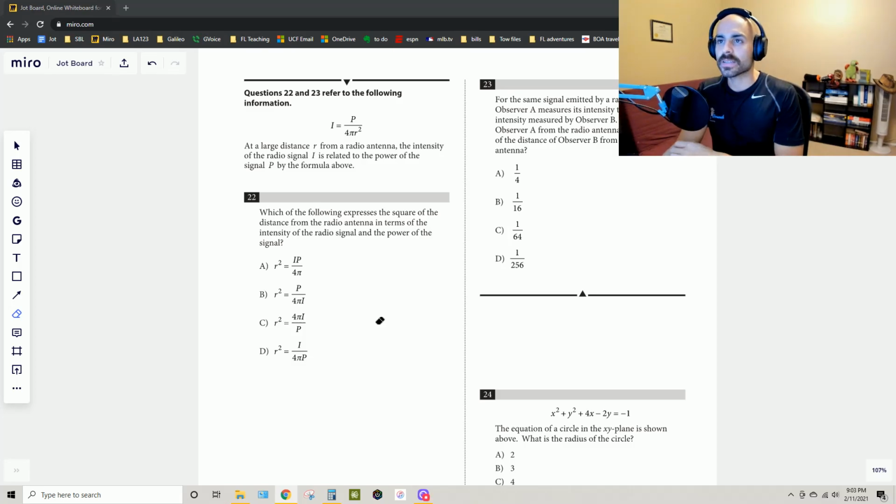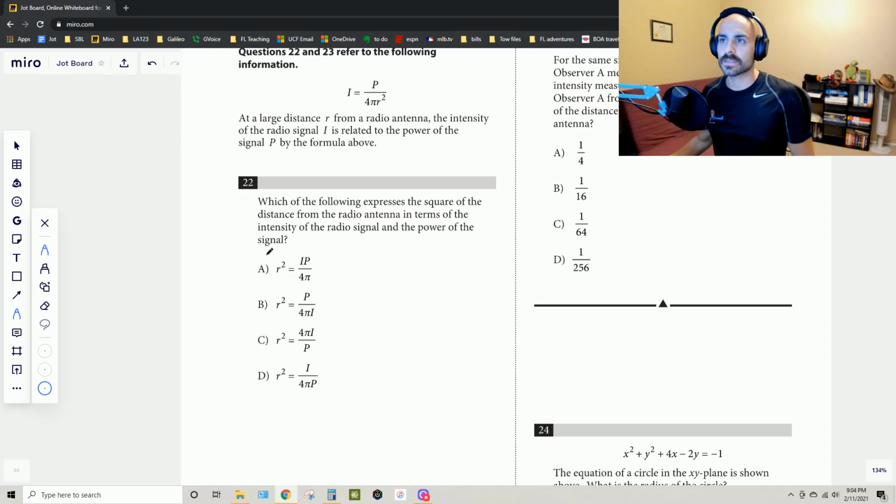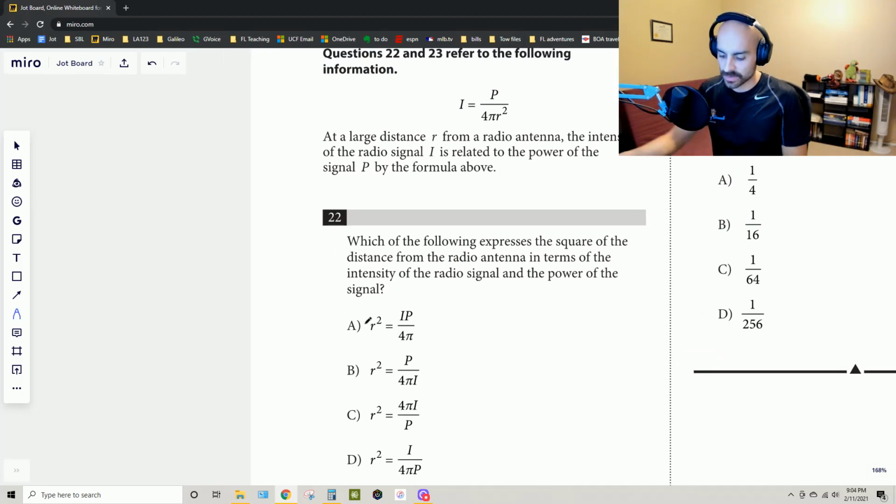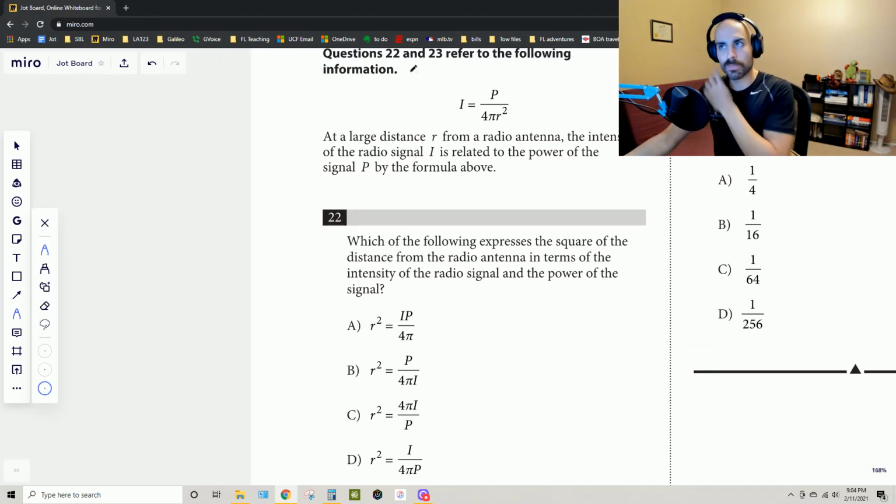You know, I can already tell by looking at the answer choices here. I know what 22 is asking us. It's one of these questions that comes up once every test, and it's essentially just giving you a bunch of random mumbo jumbo, but ultimately it's just asking you to get r squared in this equation by itself.